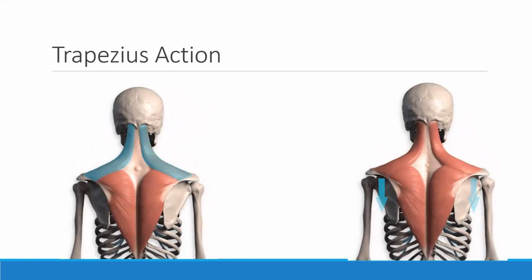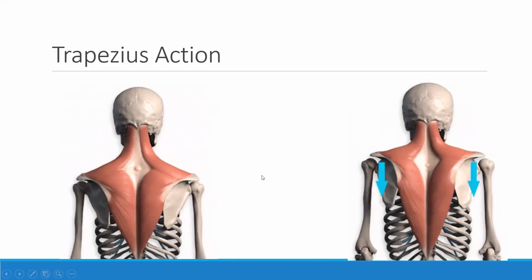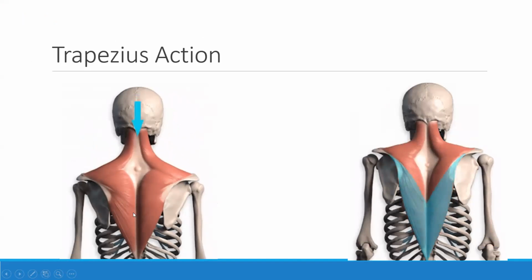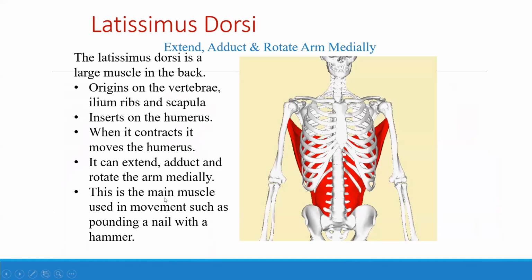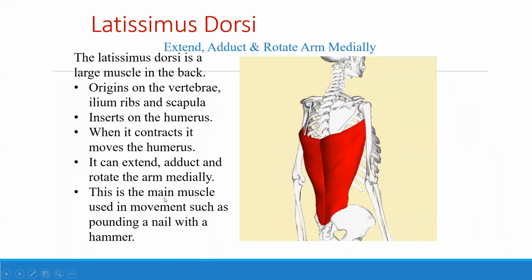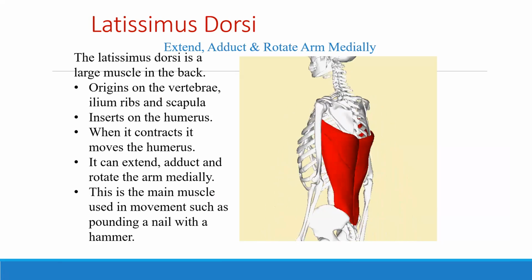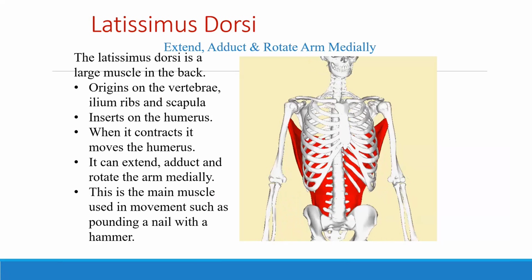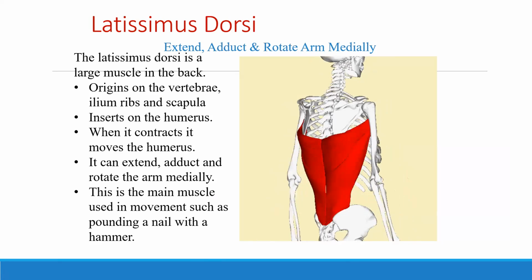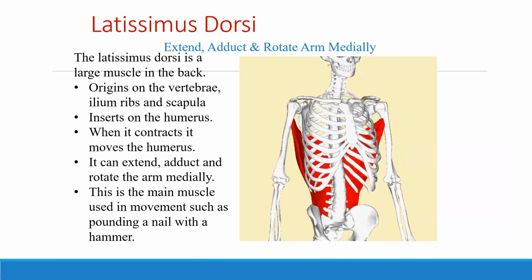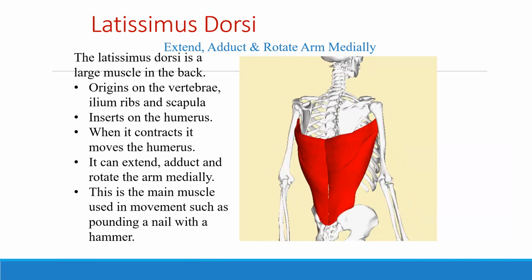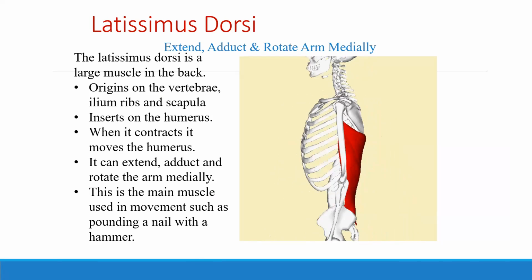You can see just how large a muscle it is. And we can raise up our scapula. Now, another large muscle right below the trapezius is the Latissimus Dorsi. This is our driving a nail muscle. This is what we use to have forceful downward action, for example.